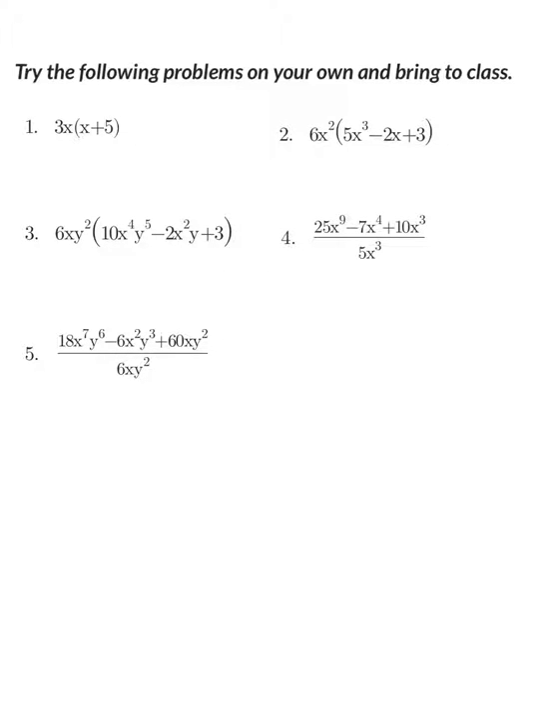Once you are done with the presentation, go ahead and try the following problems on your own. Bring your solutions and any questions that you have to class. Please take a minute to go ahead and pause the presentation so that you can go ahead and work on these before moving on to the next slide.